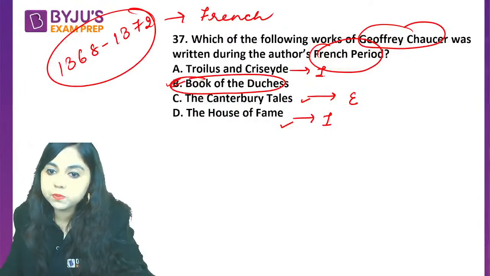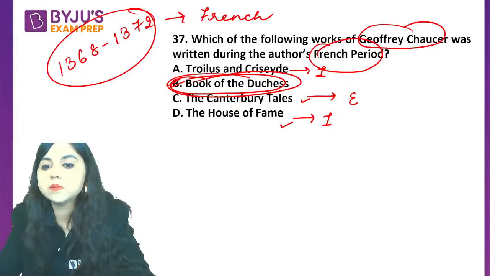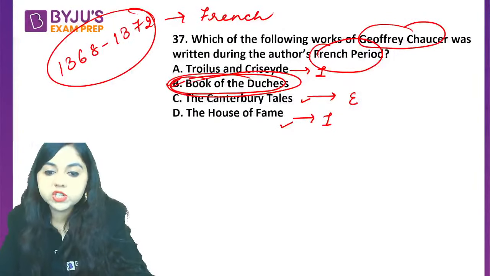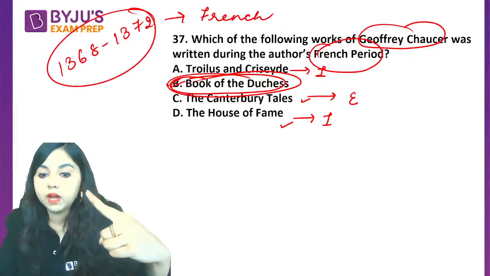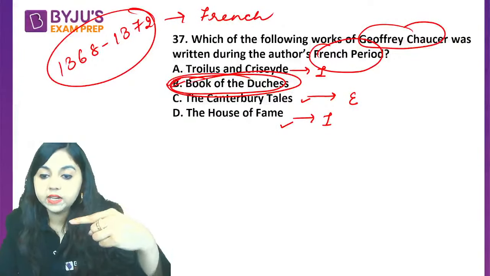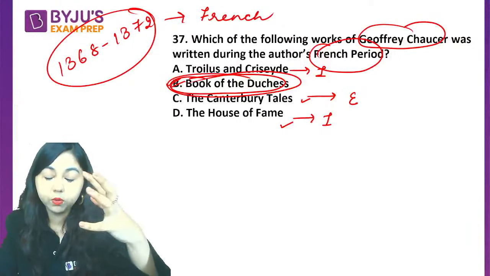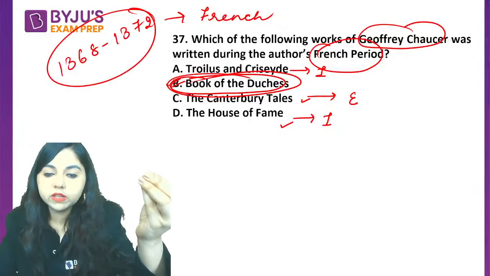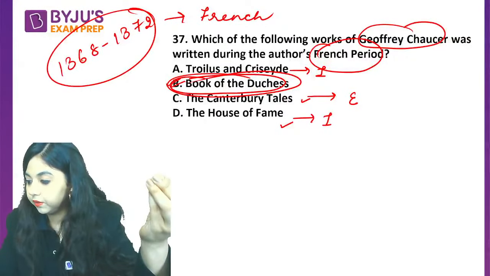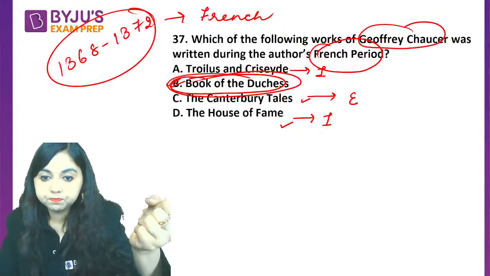Troilus and Cressida is also part of the Italian phase. Book of the Duchess is a part of the French period. It is written in honor of Blanche, the Duchess of Lancaster, who died in the early part of the previous year. So you're able to see that he was also following the French courtly love tradition altogether. Please remember that.